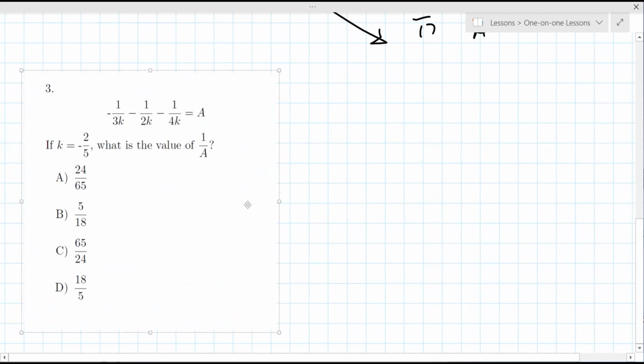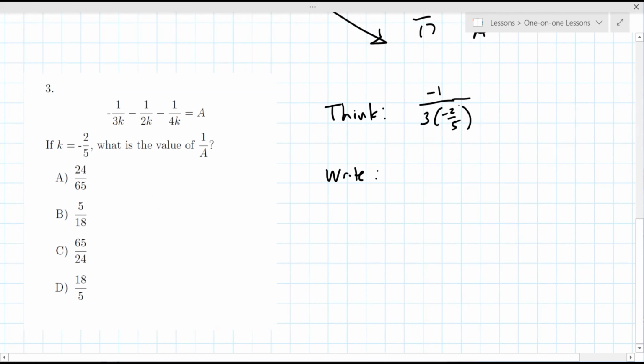So even better would be if you can say, okay, this first one here, I'm going to put -2/5 in for k. Right. Okay, so this is the think step, and this is what you're actually going to write. So you're thinking -1/3 times -2/5. But what I really want you to write is, okay, well, that's -6/5, and then the two negatives cancel. It's really 1 over 6/5, so it's really 5/6. And that's how you save time here.